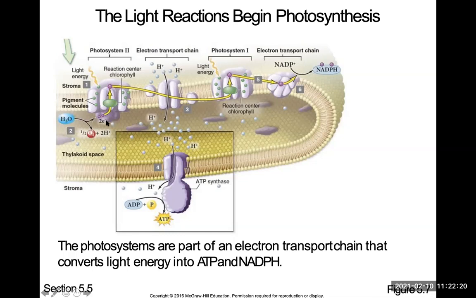So where is this electron coming from? This electron is coming from water. When hydrogen and oxygen in water are splitting, oxygen is produced as a byproduct, and these electrons are getting replaced through water. So that's where these electrons are coming from.